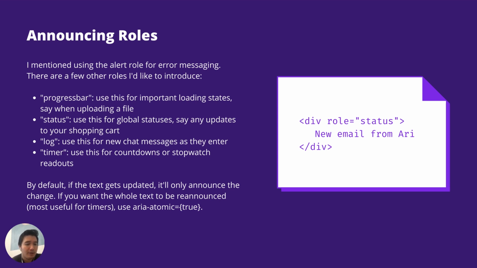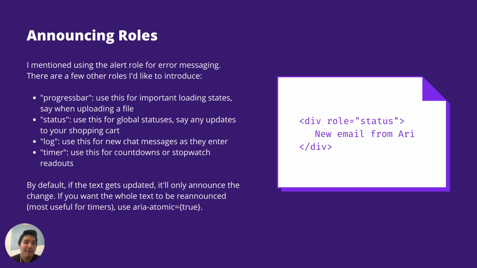You can use log for chat messages as they appear. That one's also really nice for that particular use case. And you can use timer. Use this for countdowns or stopwatch readouts. So this is quite similar to the progress bar, where screen reader users can change how often it's being read. You can make that work really well.